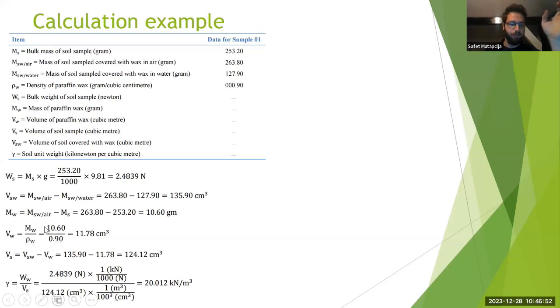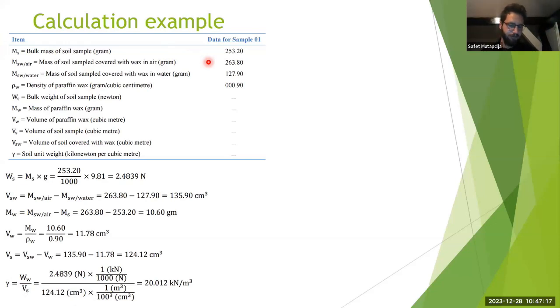That's going to just be a calculation example of everything I spoke about before. So as it was the bulk mass of the soil sample, just pure soil, you're going to weigh it, and the mass of the soil sample covered with the wax, you're just going to melt your wax, and put it over your sample, and then weigh it again, and then you're going to put it inside of the water, and then weigh it in the water.